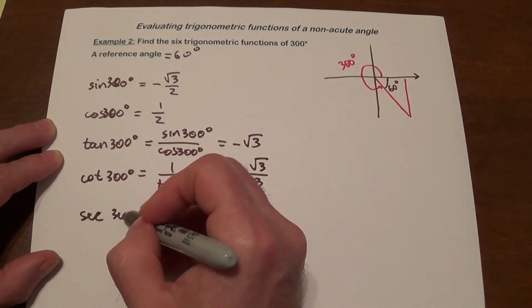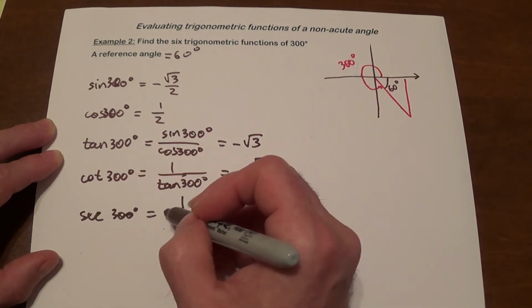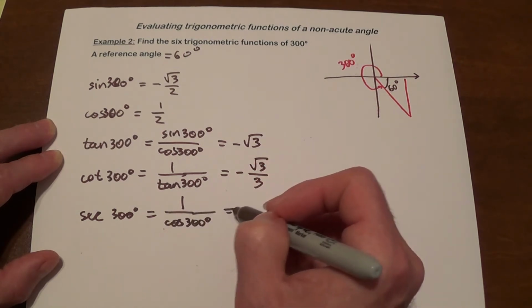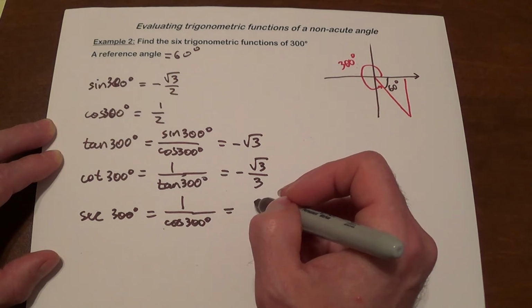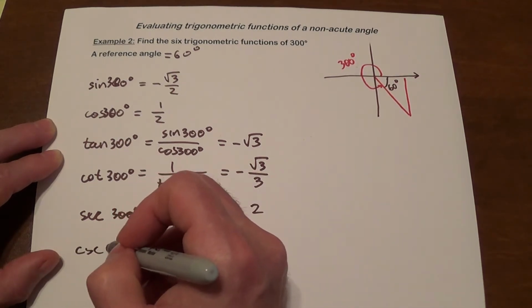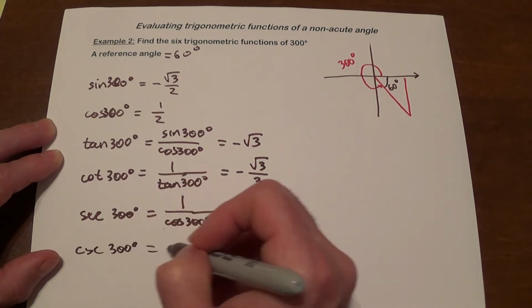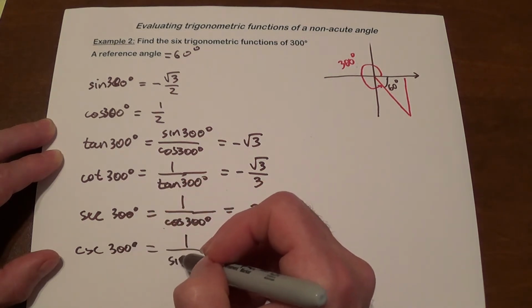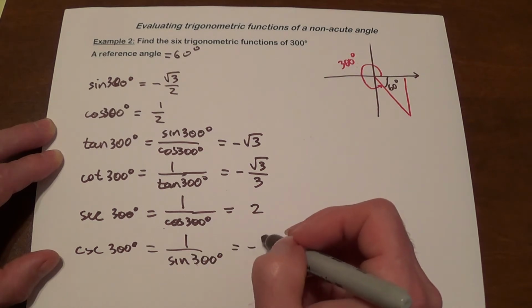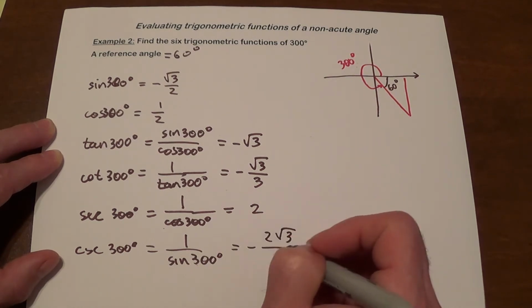Secant is going to be the reciprocal of cosine, which is going to give us 2. And cosecant 300 degrees is going to be the reciprocal of sine, and that's going to give us negative 2 square root of 3 over 3.